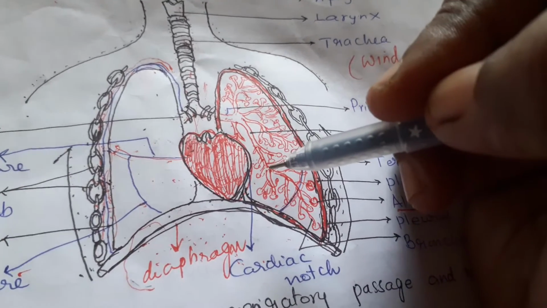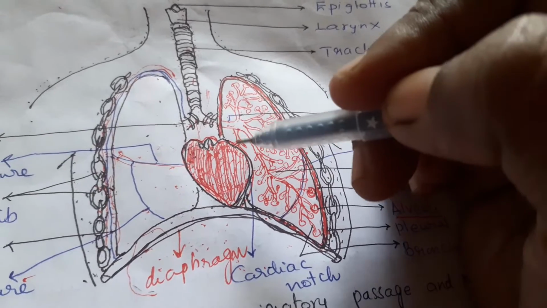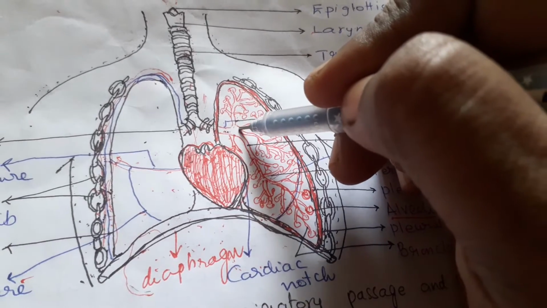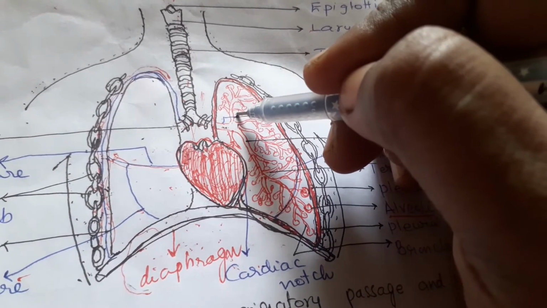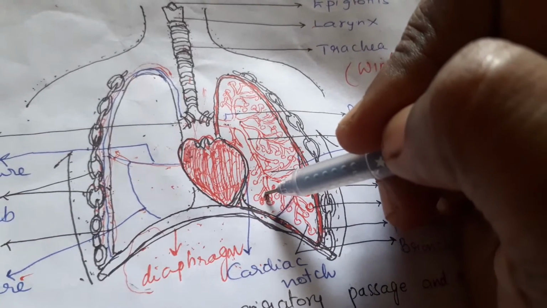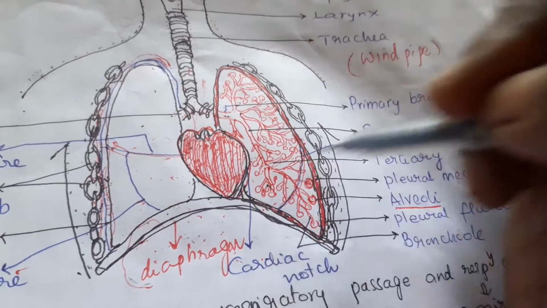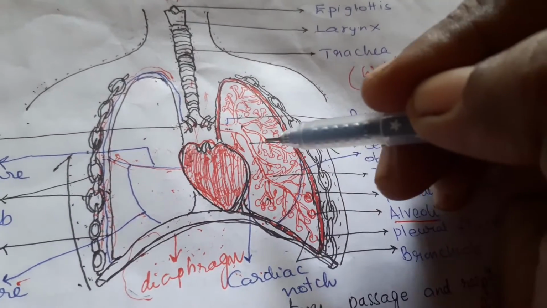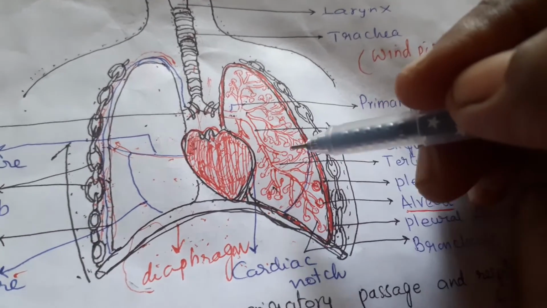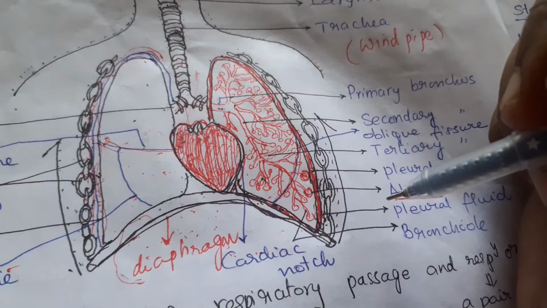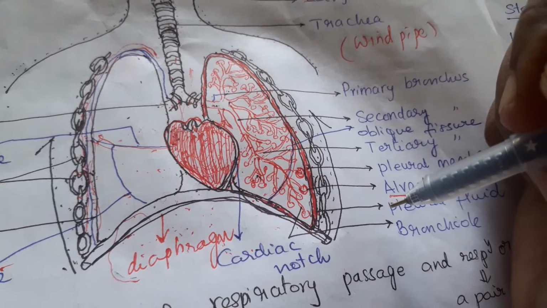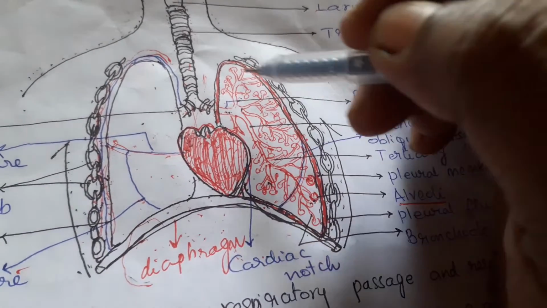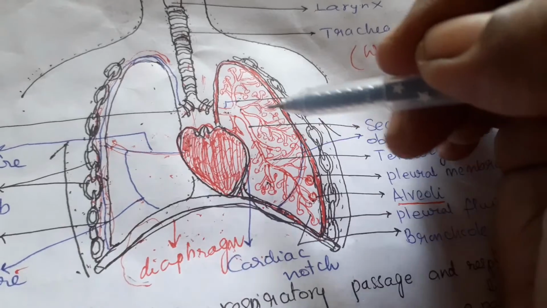When we come to the internal structure of the lungs, there will be a network of branches of bronchi, divided into primary bronchus, secondary bronchus and tertiary bronchus, and bronchioles will also be there, which open into the alveoli through the alveolar ducts. So these are all the network of the bronchioles. Alveoli are the main sites of the exchange of oxygen and CO2 between the blood and the atmospheric air. So this is all about the structure of the lungs.